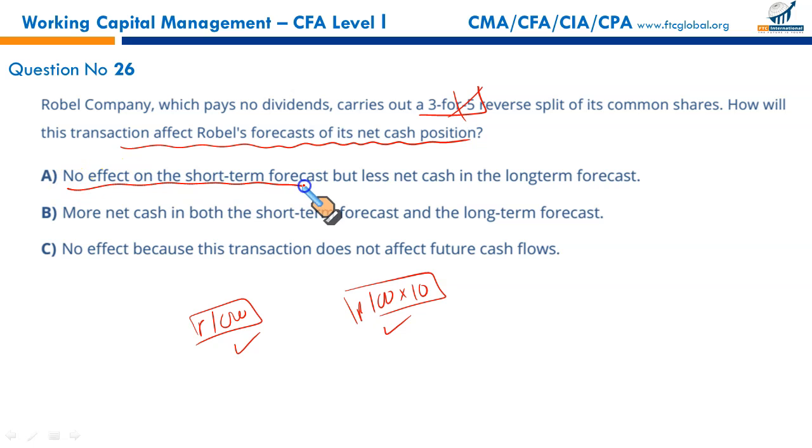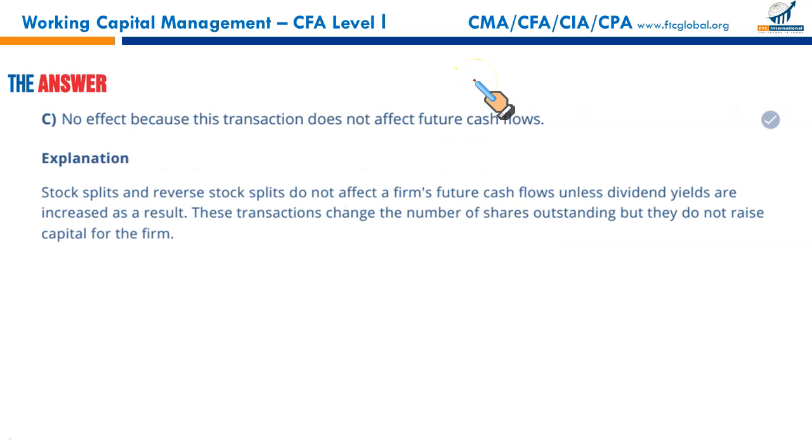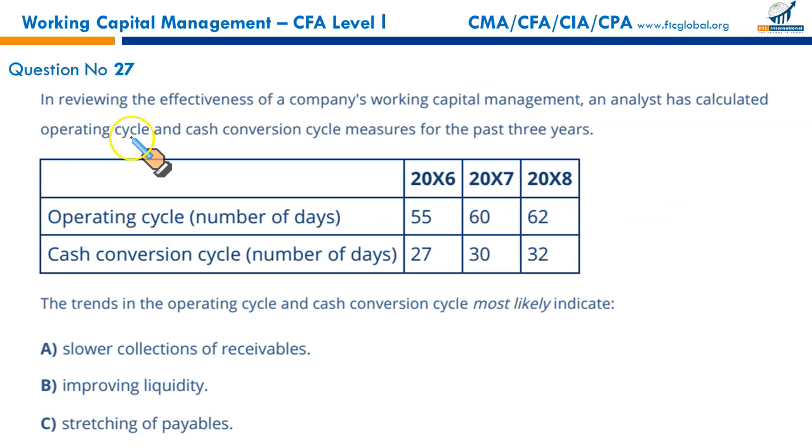No effect on short-term forecast, but less net cash? There is no less or more cash. There is no impact at all. More net cash, no. No effect, because this transaction does not affect future cash flow. It is simply that smaller shares are being converted to a single large denomination share. It will involve no cash inflow or outflow. Right? So that makes C the correct option.